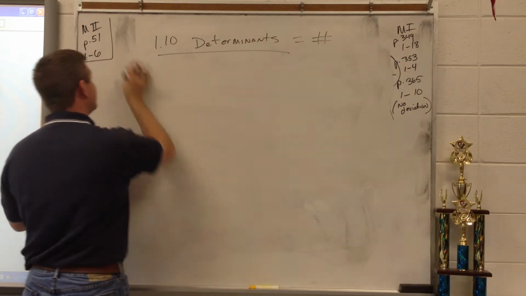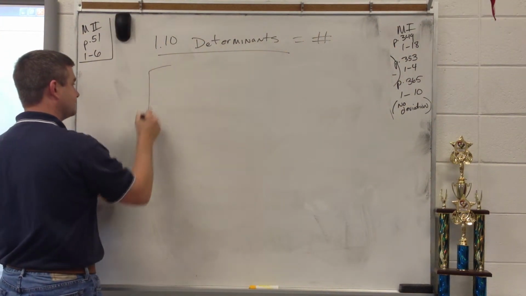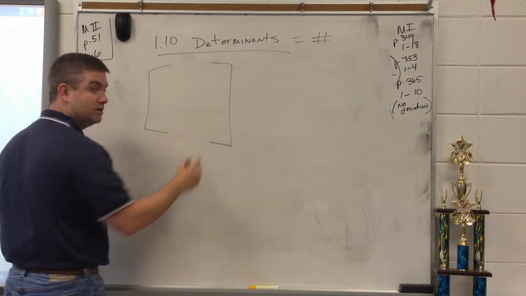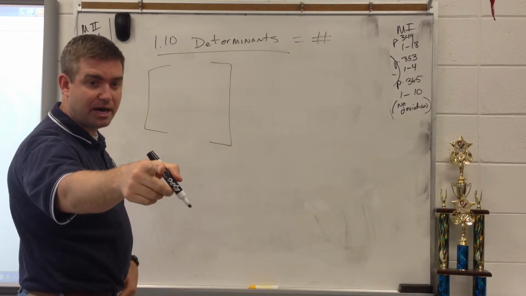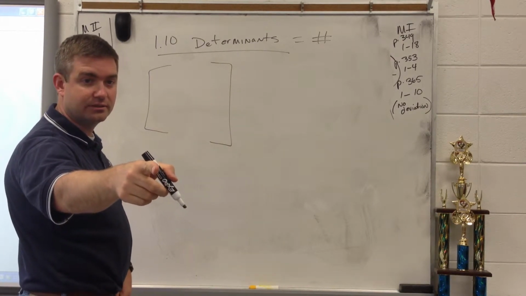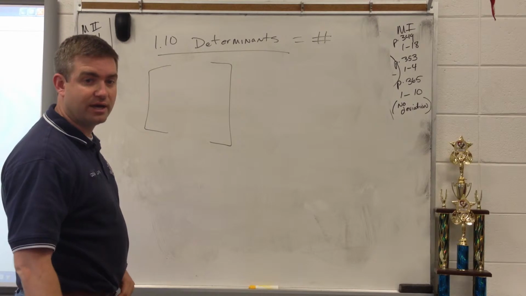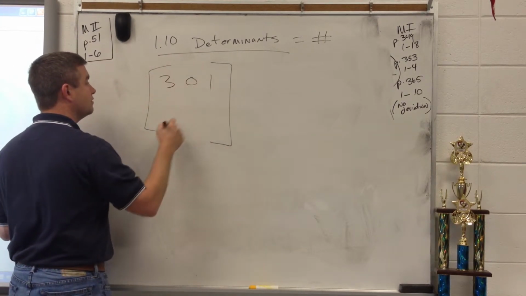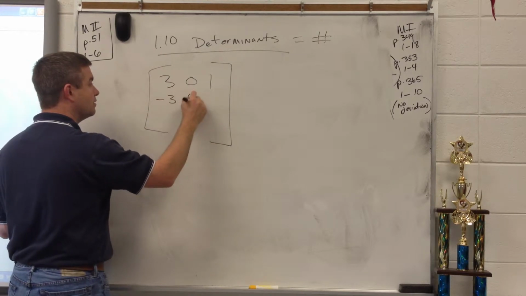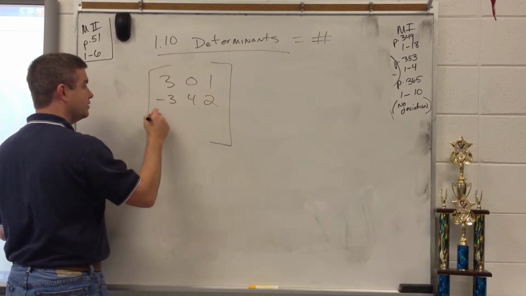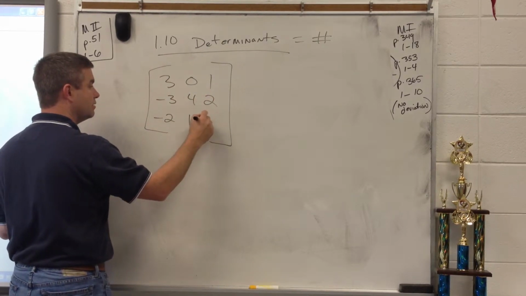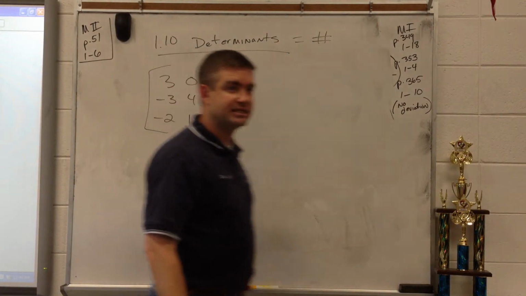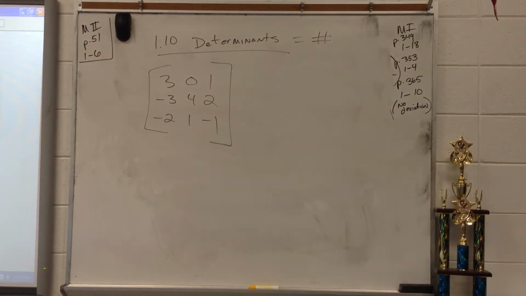All right, let's talk about a 3x3, because that's when the fun starts. Read me that example at the bottom of that page there, Patel. Left to right, top to bottom. 3, 0, 1. Thank you. Negative 3, 4, 2. Okay. Negative 2, 1, negative 1. Thank you. All right, copy this down. This is a 3x3. This is our example.